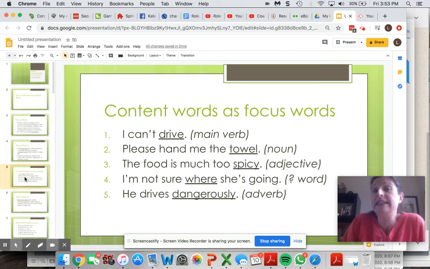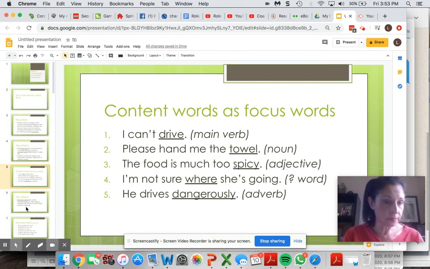He drives dangerously. In that case, dangerously has 4 syllables. The stress is on syllable 1. He drives dangerously. So my stress is on dangerously, and I have a long, clear vowel, and my pitch goes up and down. So those are examples of focus rule 2, content words as focus words.